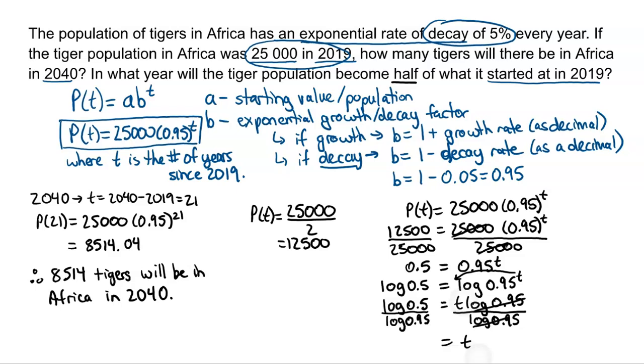Don't cancel out the logs. They have to operate on the number that follows. And if I do that properly, I get 13.51 years.